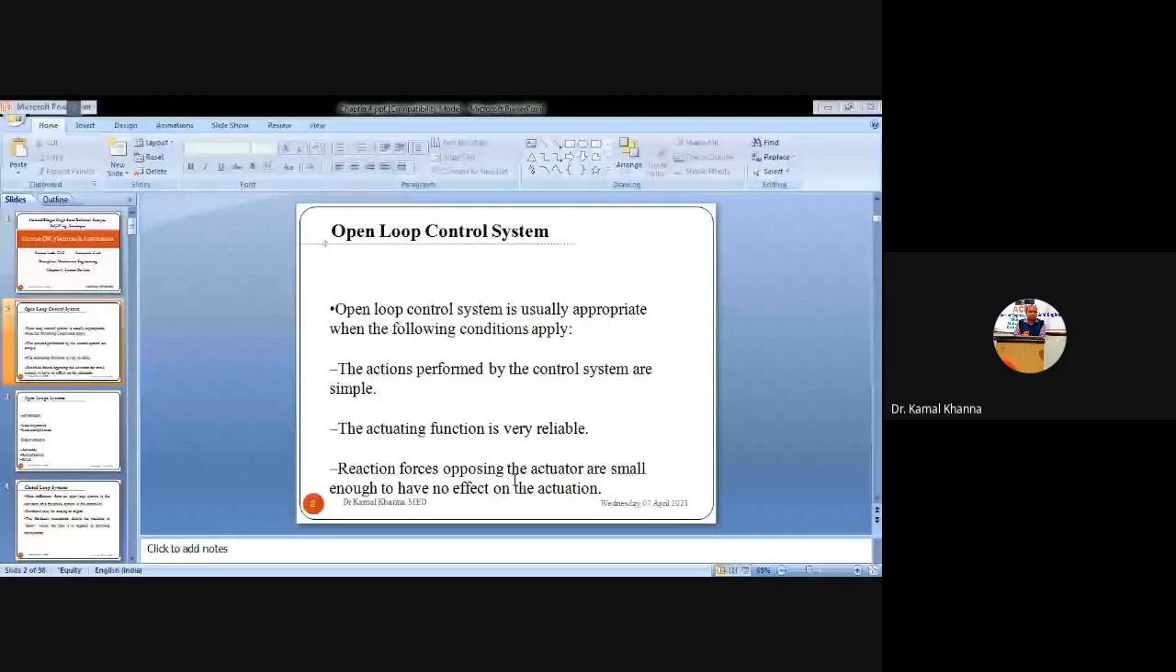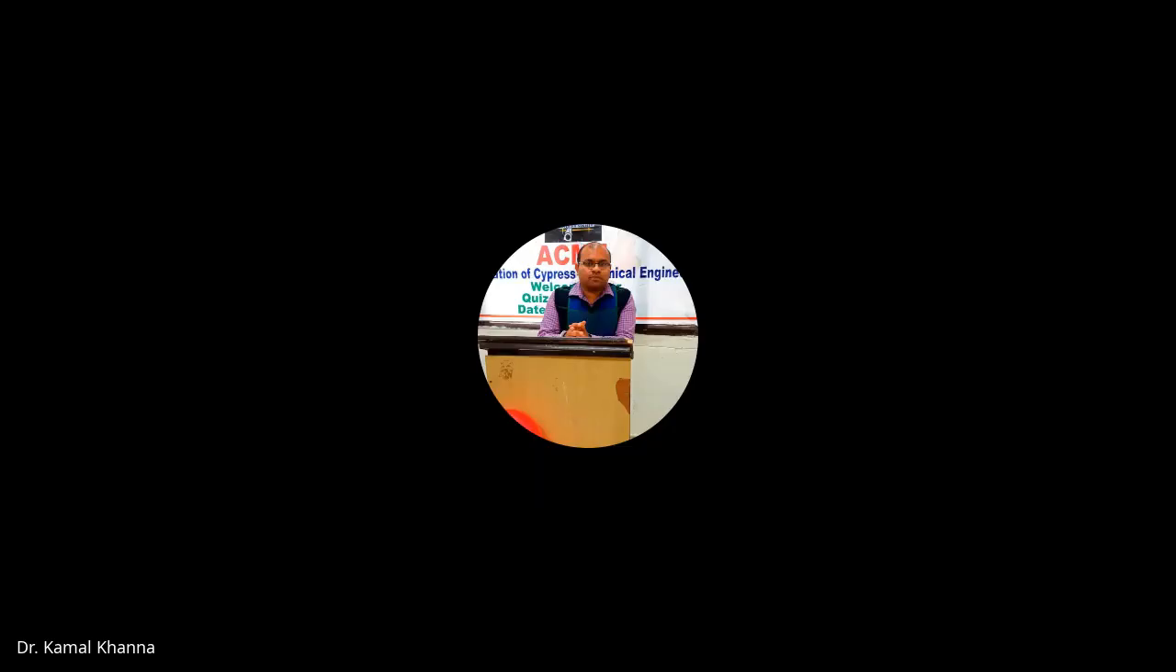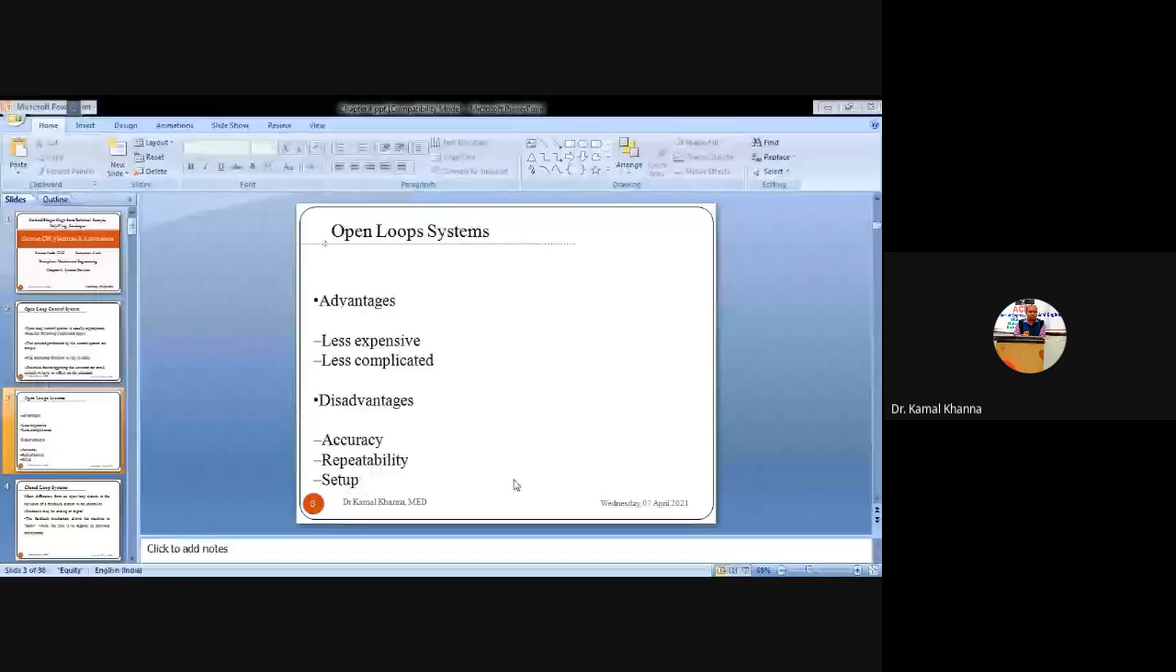The open loop control system basically consists of actions performed by the control systems in a simple way, and the actuating function is very reliable, and there is no feedback system as in the case of the closed loop control system. It has some advantages, like it is very cheap and not much complicated, but it has some drawbacks, like it is not accurate, it is not reliable, and it doesn't have the property of repeatability and setup.